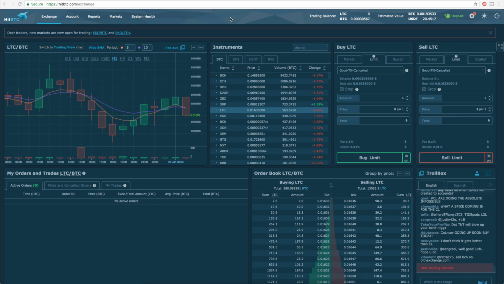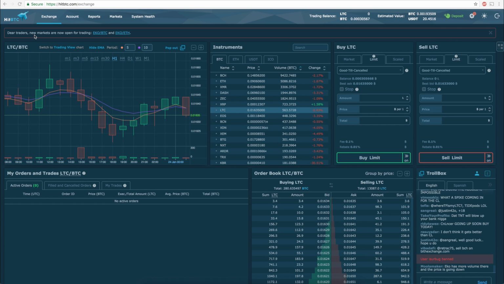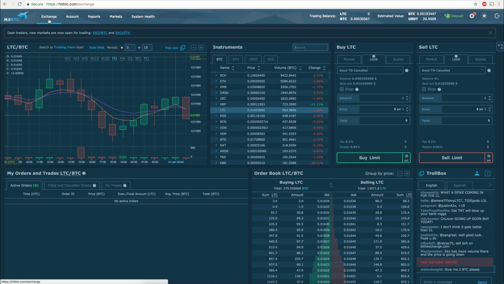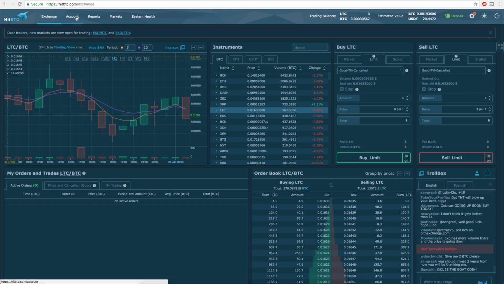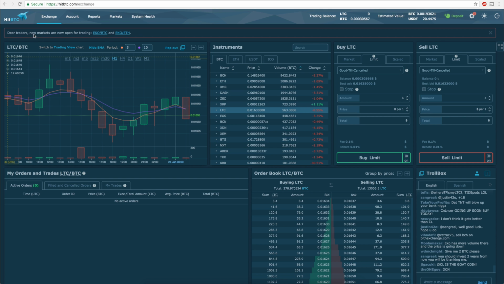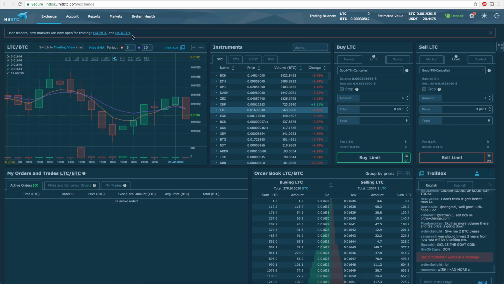Hi everyone, today I will be showing how to use the HitBTC exchange and how all the different tools on here work. So as you can see on the main page, you have a couple of tabs. One is exchange, account, reports, markets, and system health. And over here it just gives you a little notification. So as you can see, the new markets are now open for trading these two different pairs.